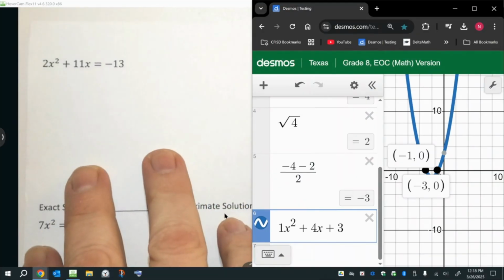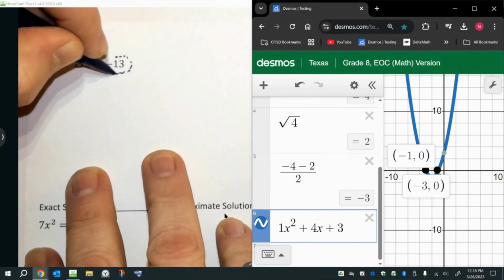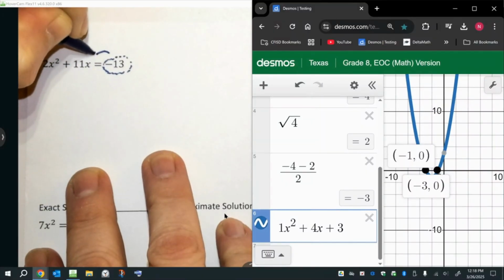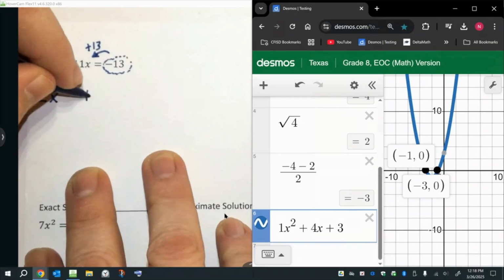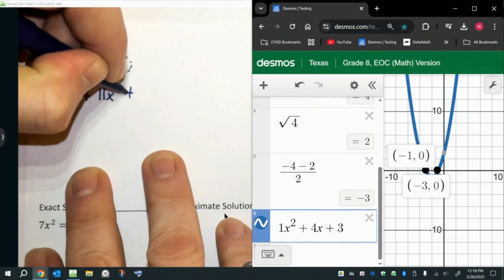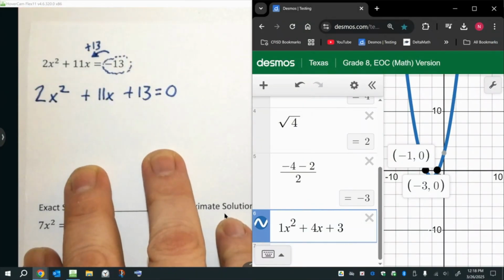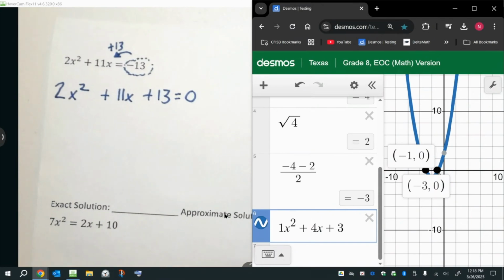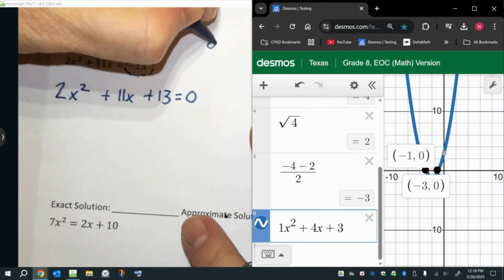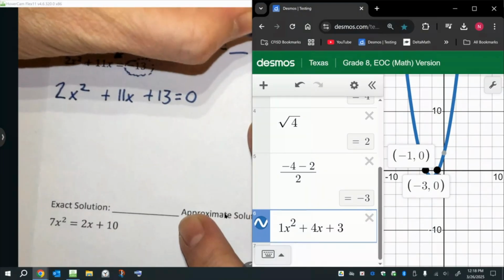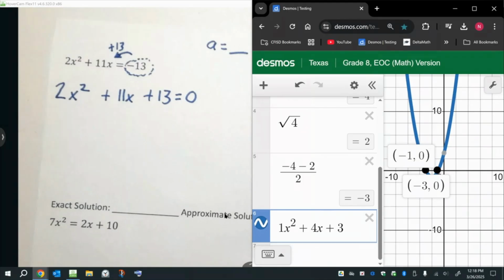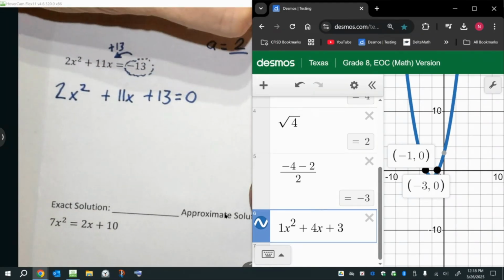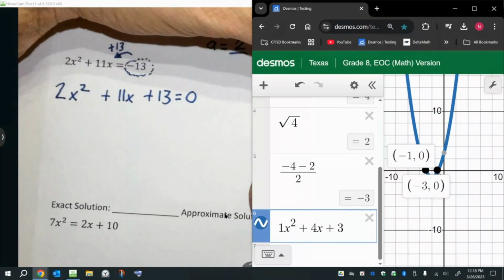All right, so notice this one's not in standard form. What do I need to do? I need to move this guy over, right? He needs to become a positive 13. So this will read 2x squared plus 11x, now plus 13 equals 0. And so now I can determine what A, B, and C are. A is 2, B is 11, C is 13.